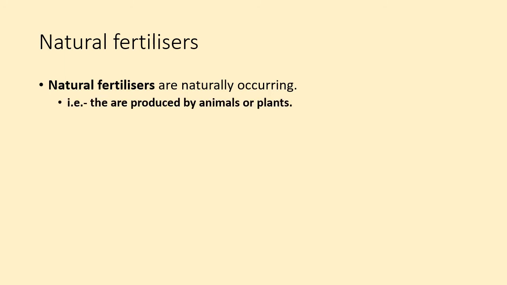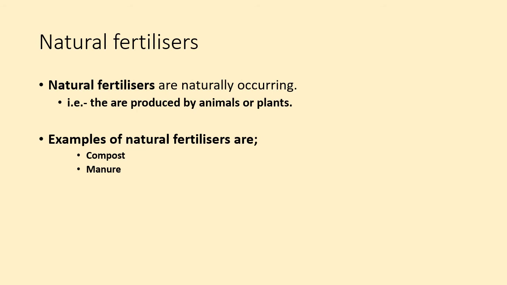So we'll first look at natural fertilizers. Natural fertilizers are ones which we don't need to create. They exist in nature. They are produced by animals or plants. And examples of natural fertilizers are compost. So that is when you leave plants and animals to start to rot. And as they start to rot and decay, they release the essential minerals and elements into the soil. We then have manure. Now, manure does mean poo when it's animal manure.